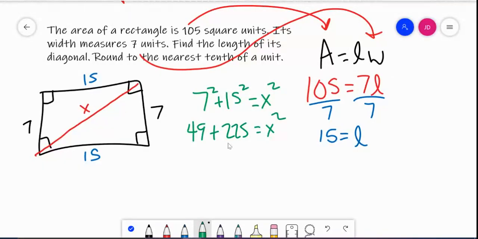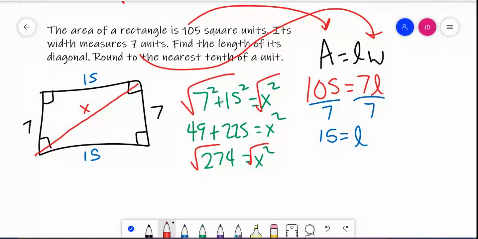Again, you could use the shortcut with your calculator. I don't know, it could have done this, but so this would be 274 equals x squared, and then you find the square root of both sides. You could have done that. Or you could have done this from the beginning, right?